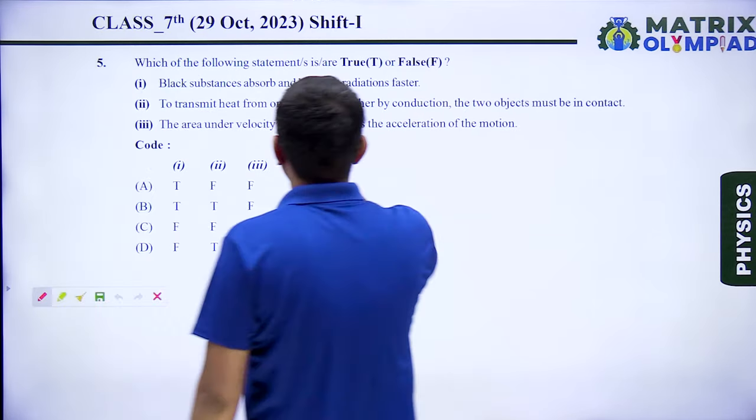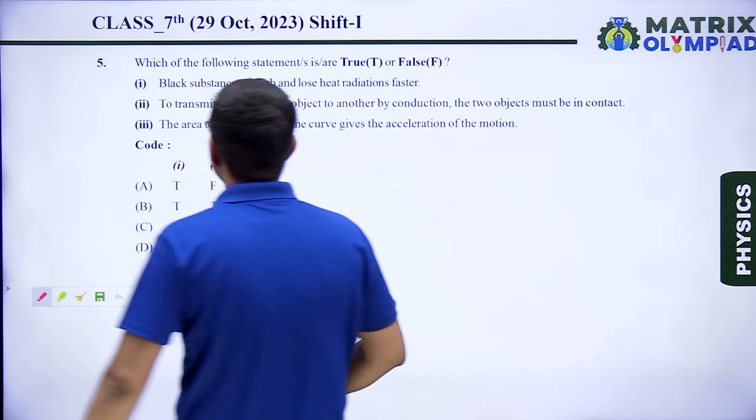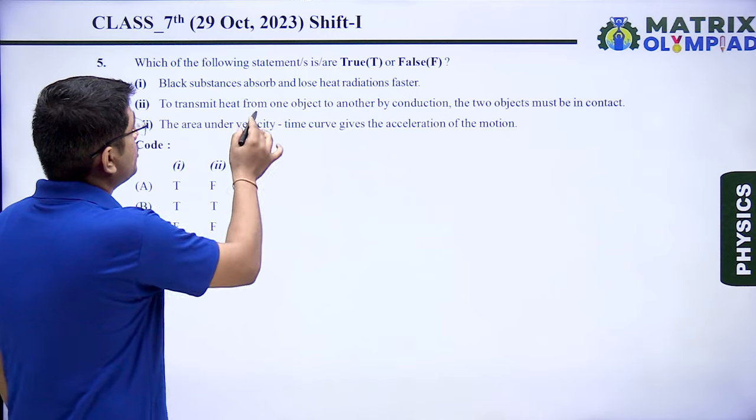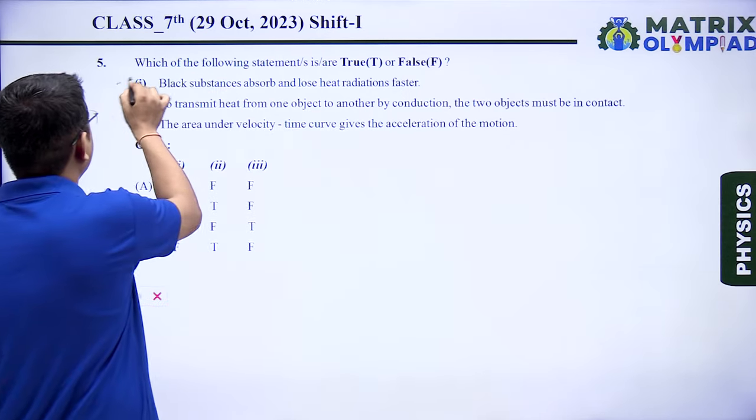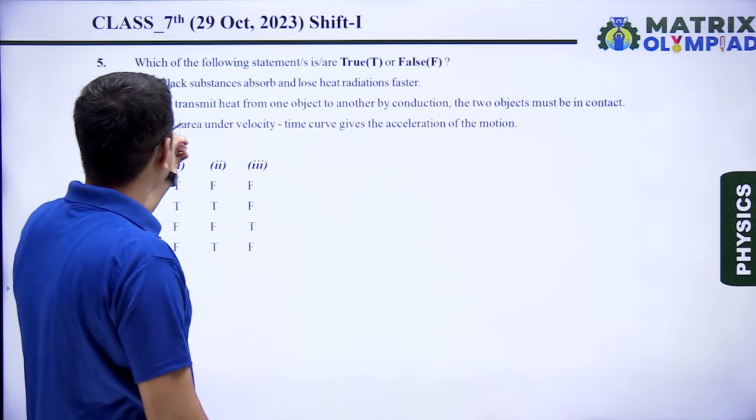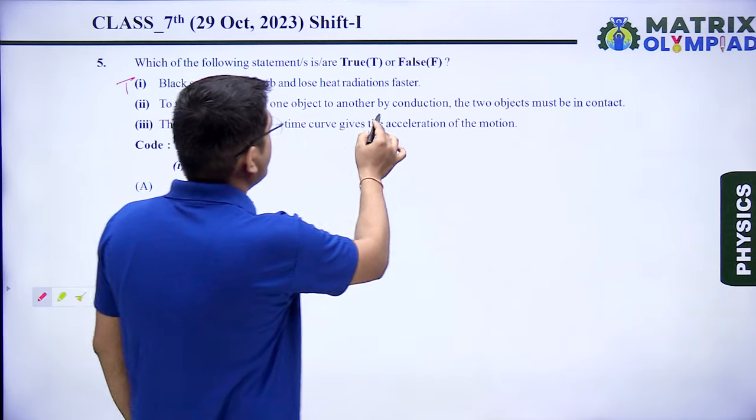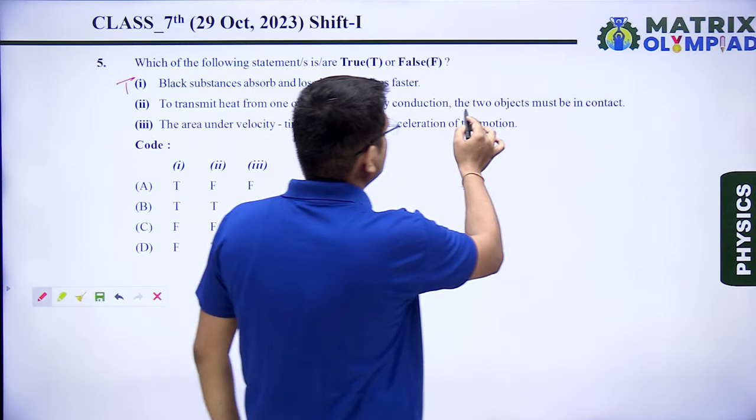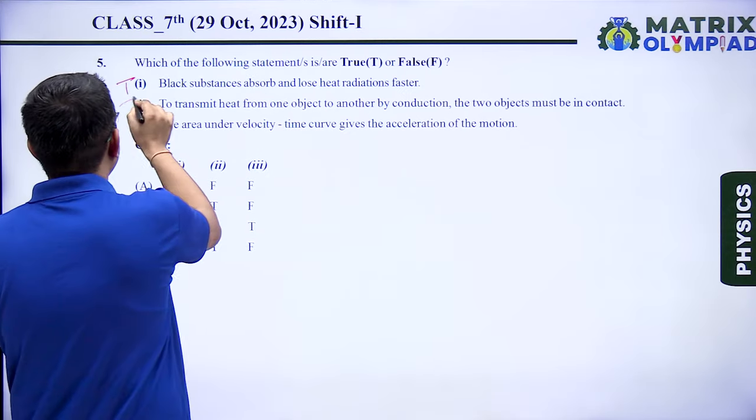Which of the following statements are true or false? Let us start from first statement. Black substances absorb and lose heat radiations faster. This is a true statement. Next, to transfer or to transmit heat from one object to another by conduction method, the two objects must be in contact. That is true also.